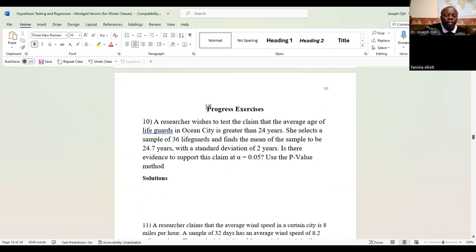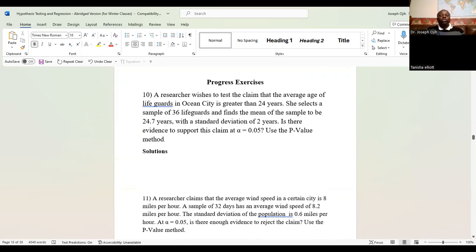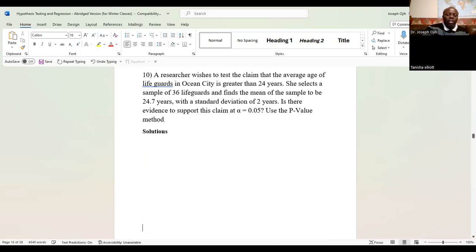This example here. Say that a researcher wishes to test the claim that the average age of lifeguards in Ocean City is greater than 24 years. She selects a sample of 36 lifeguards and finds the mean of the sample to be 24.7 years with a standard deviation of 2 years. Is there enough evidence to support the claim at alpha 0.05? Okay, use the p-value method. Now, like I said, the principle is the same.